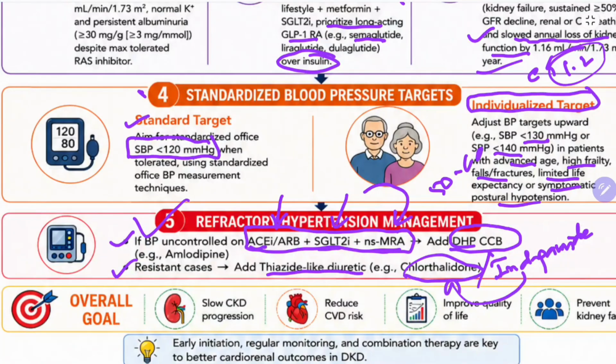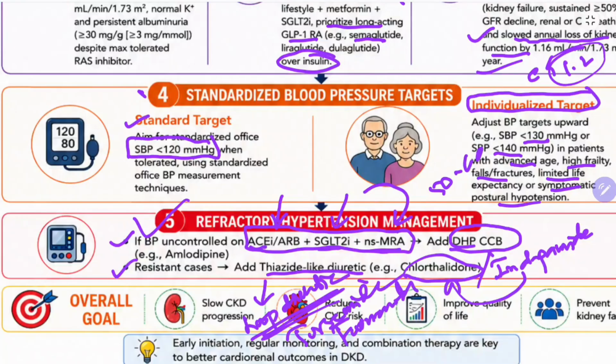Still not controlled, if the patient has edema, then you can choose a loop diuretic like torsemide or furosemide if the patient has edema. That's how you tackle resistant hypertension.